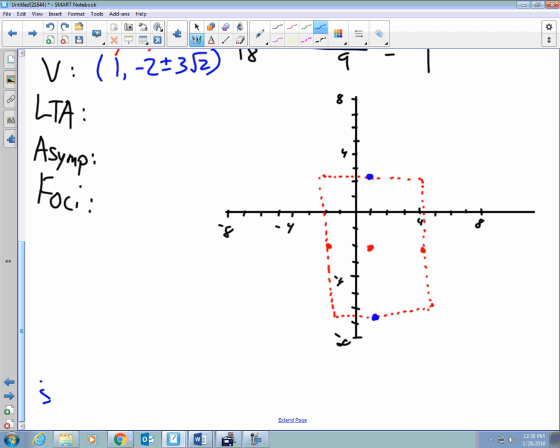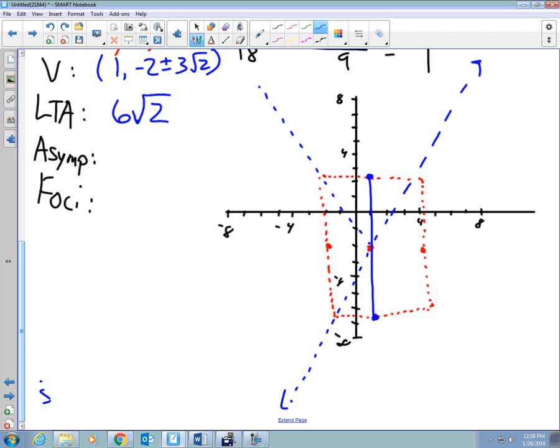The transverse axis is the distance between these two. So what's twice 3 roots of 2? 6 roots of 2. If instead you would like to write 8.48, that's fine. Draw the asymptotes. Looks like I can actually sketch the graph if I want.